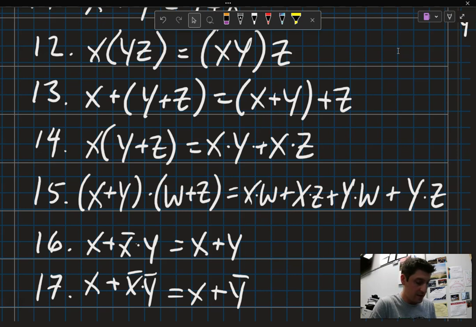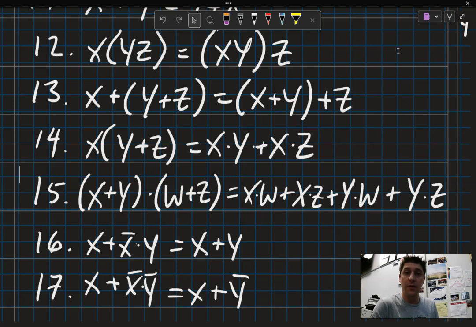So theorem 15 says x or y and the quantity w or z. And we can factor that out just like you would in normal math, so the x and the w would go together, the x and the z would go together, the y and the w would go together, and the y and the z would go together. So if you put all those together, you get the exact expression that you see on the right side there, which is x and w, or x and z, or y and w, or y and z. So it works just the way that your typical math class would in terms of distributing.